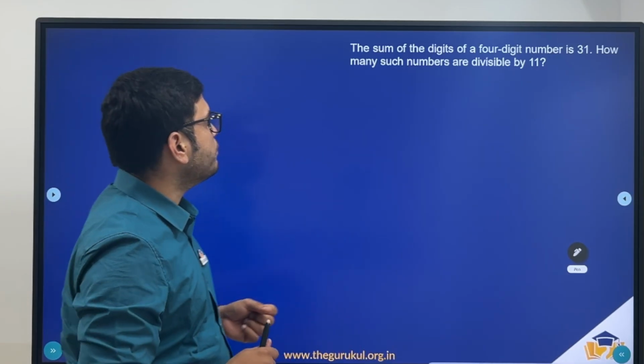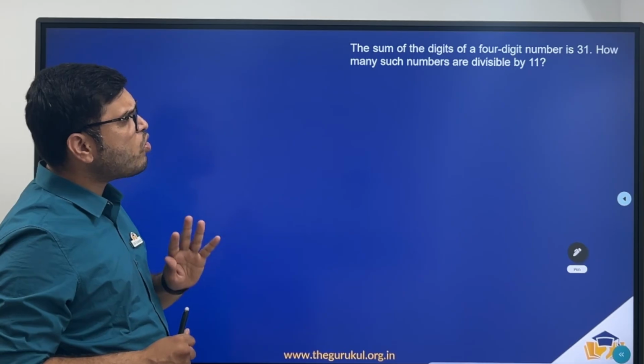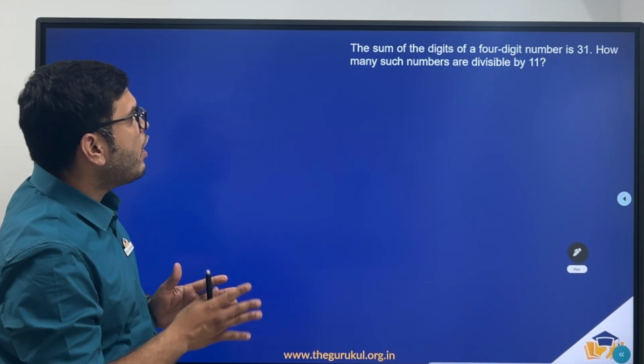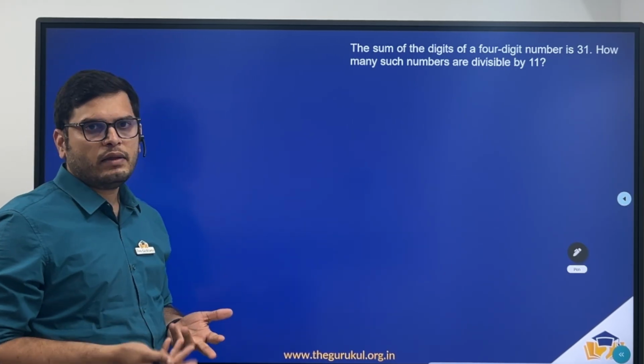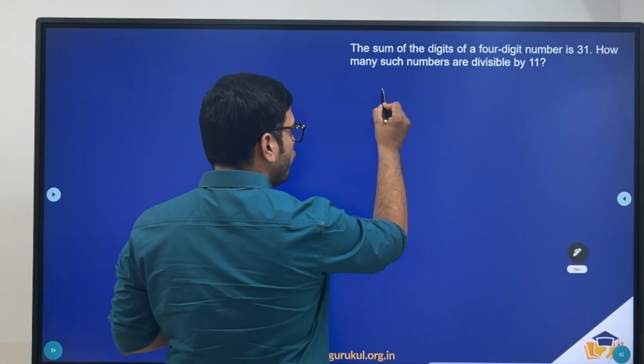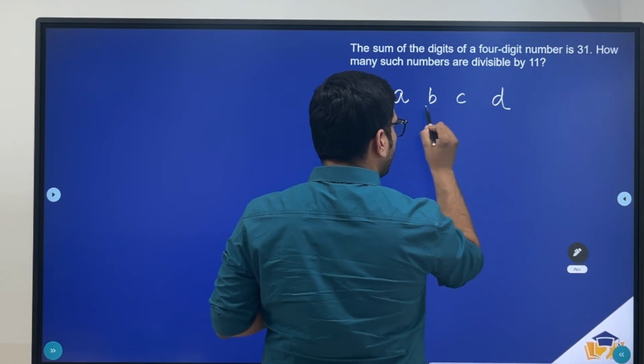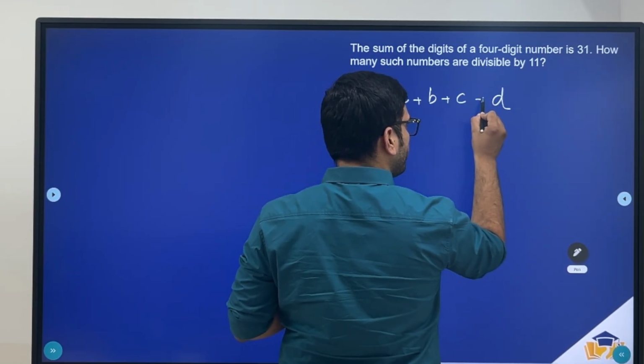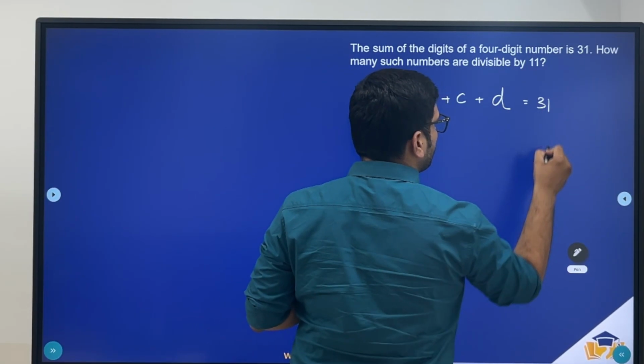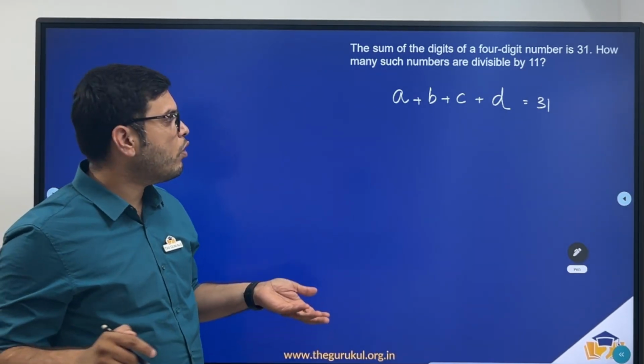Now coming to the third question, the sum of the digits of a 4-digit number is 31. How many such numbers are divisible by 11? Right. So let the 4-digit number be A, B, C, and D. Now we have the sum of these 4 digits to be 31. Right. Now what is the divisibility rule of 11?